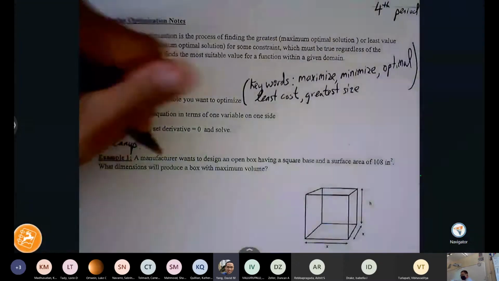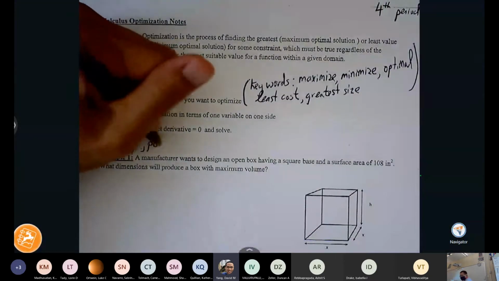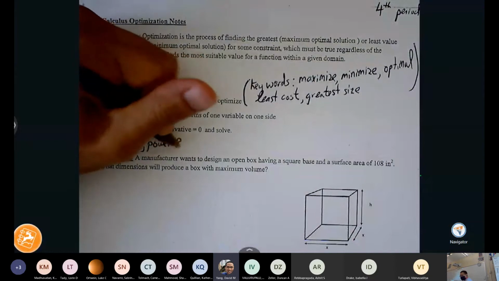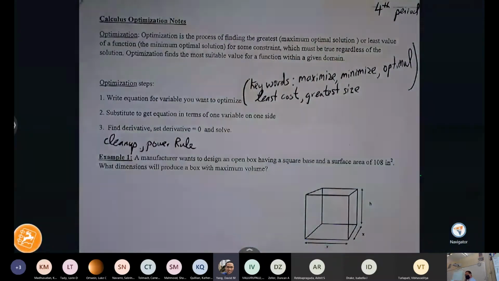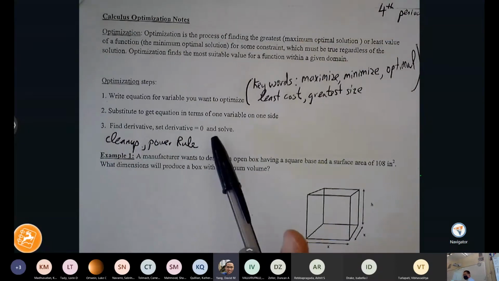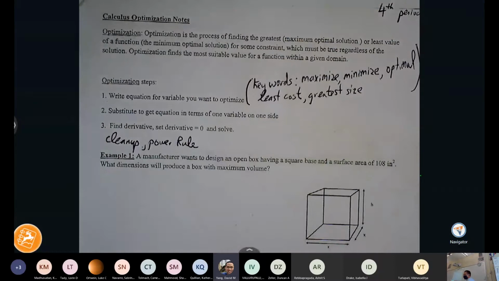And once it's down to one variable, we can do a little bit of cleanup. From the cleanup, we can find the derivative, and we should only have to use power rule here. We're always going to set the derivative equal to 0, so kind of like finding a critical point, and then solve. And then once we solve for x, we may have to go back and reread the problem and say, okay, what else is the problem asking for? Is it asking for another dimension? Is it asking for a volume?